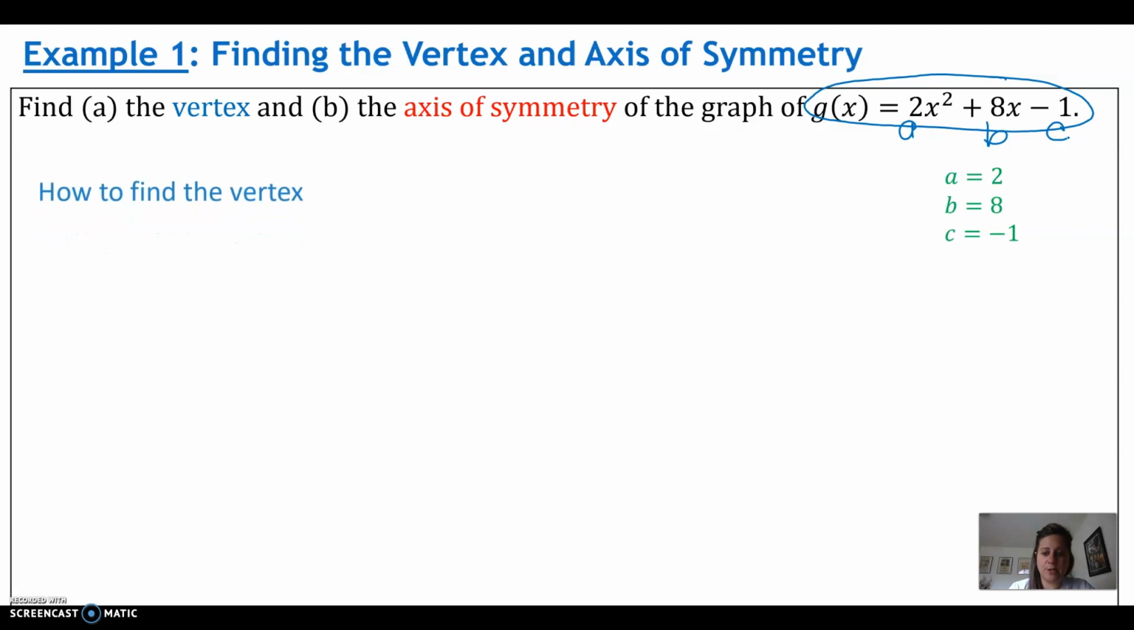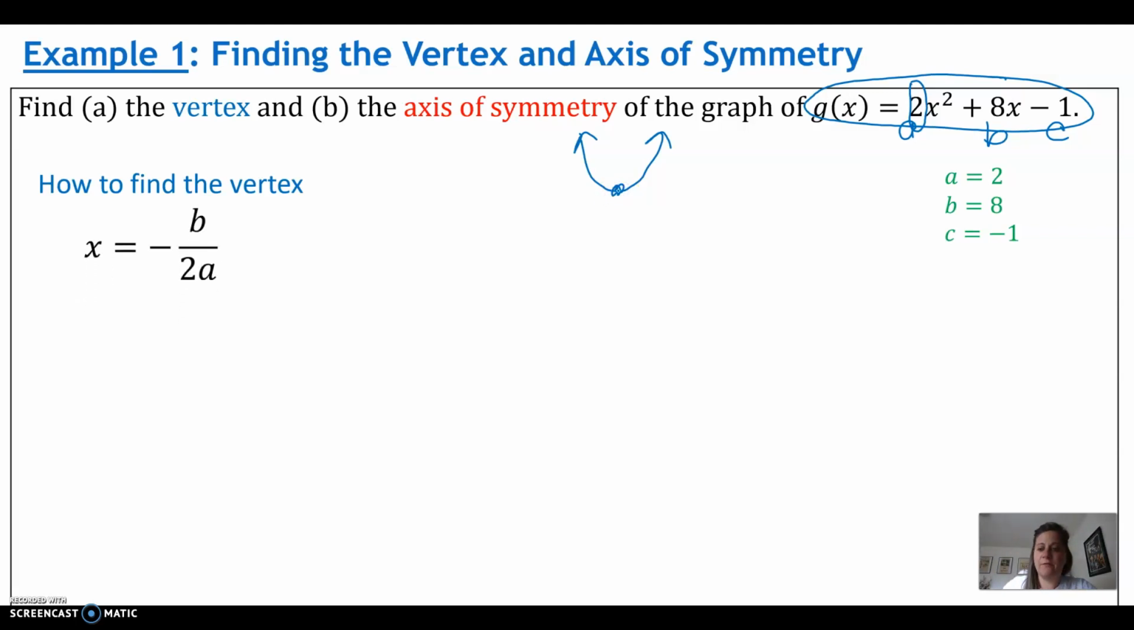The first thing we're going to do is find the vertex. Just so we can visualize what this is going to look like, a is 2, so it's a positive number, meaning that it's going to open up. That's a good visualization of what it's going to at least somewhat look like. Our job is to find our vertex right there. So we're going to write down our formula: negative b over 2a. The negative can be on the top or bottom. Usually I put it on the top.